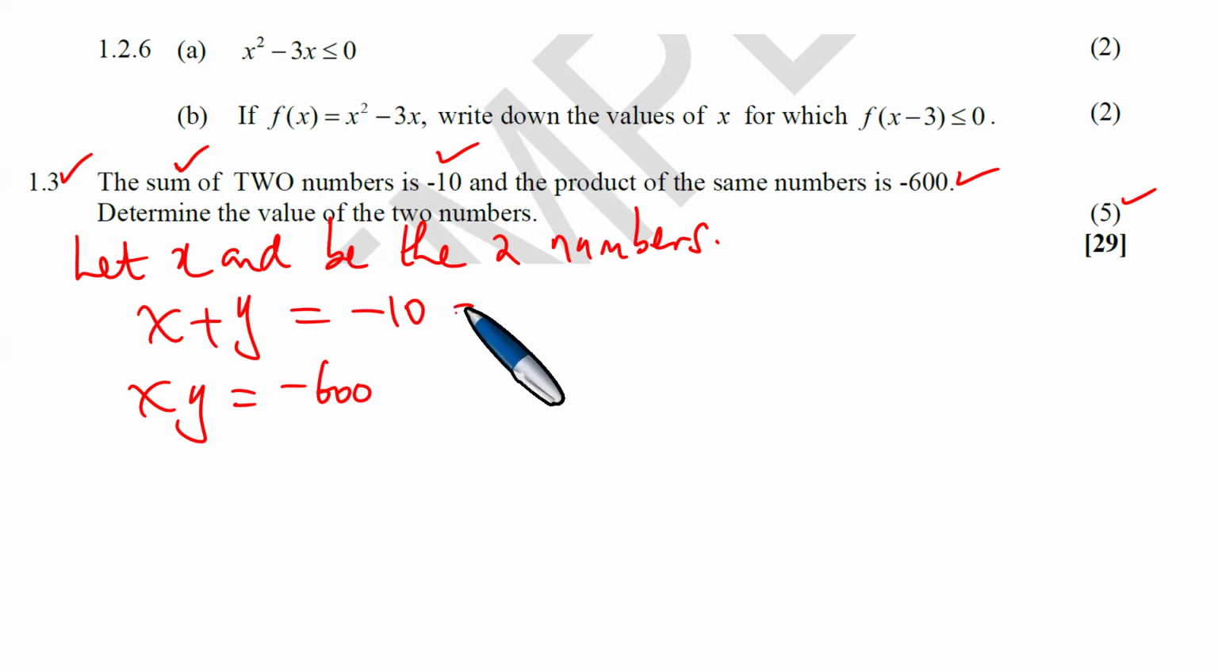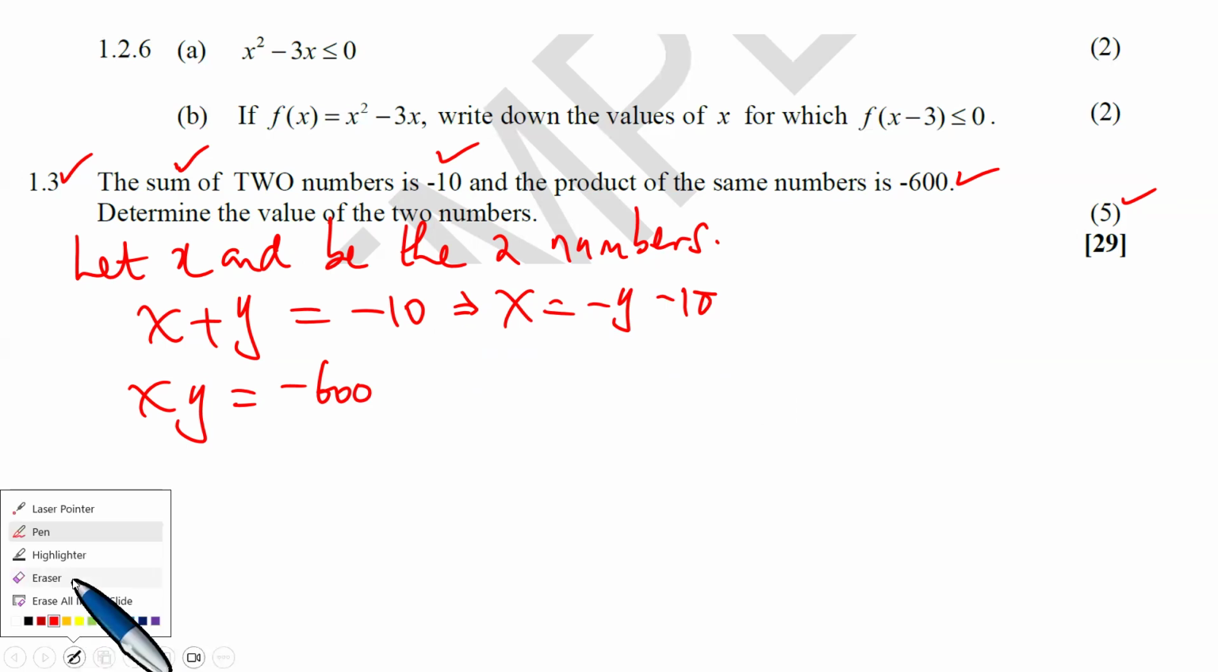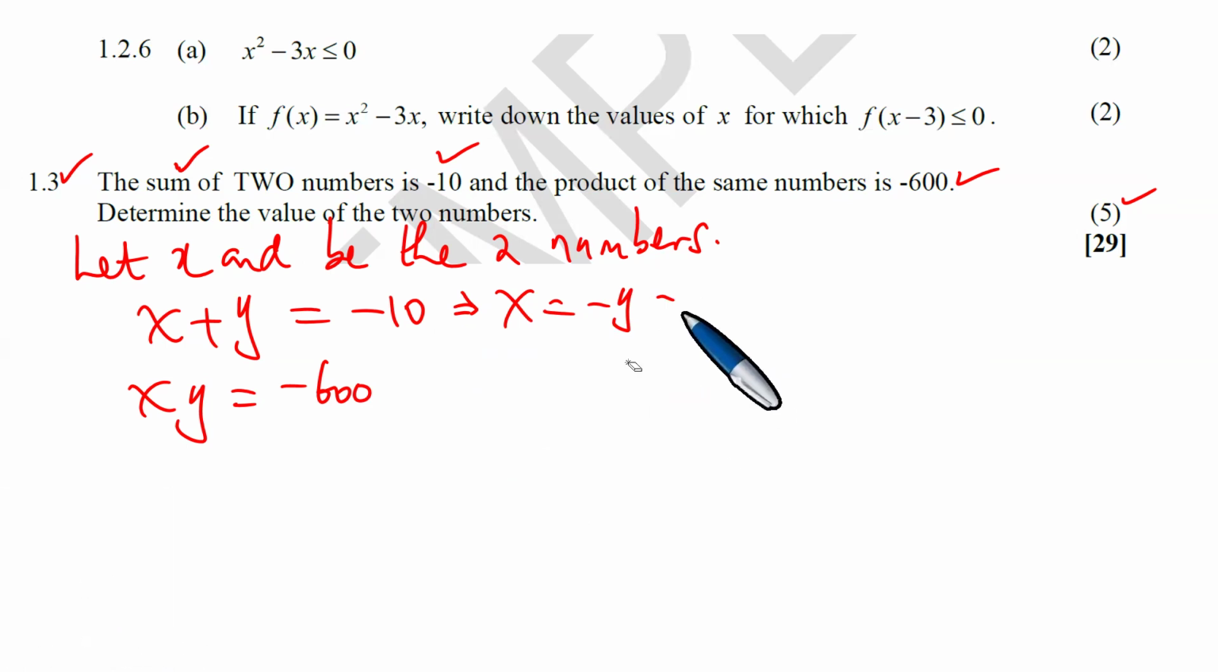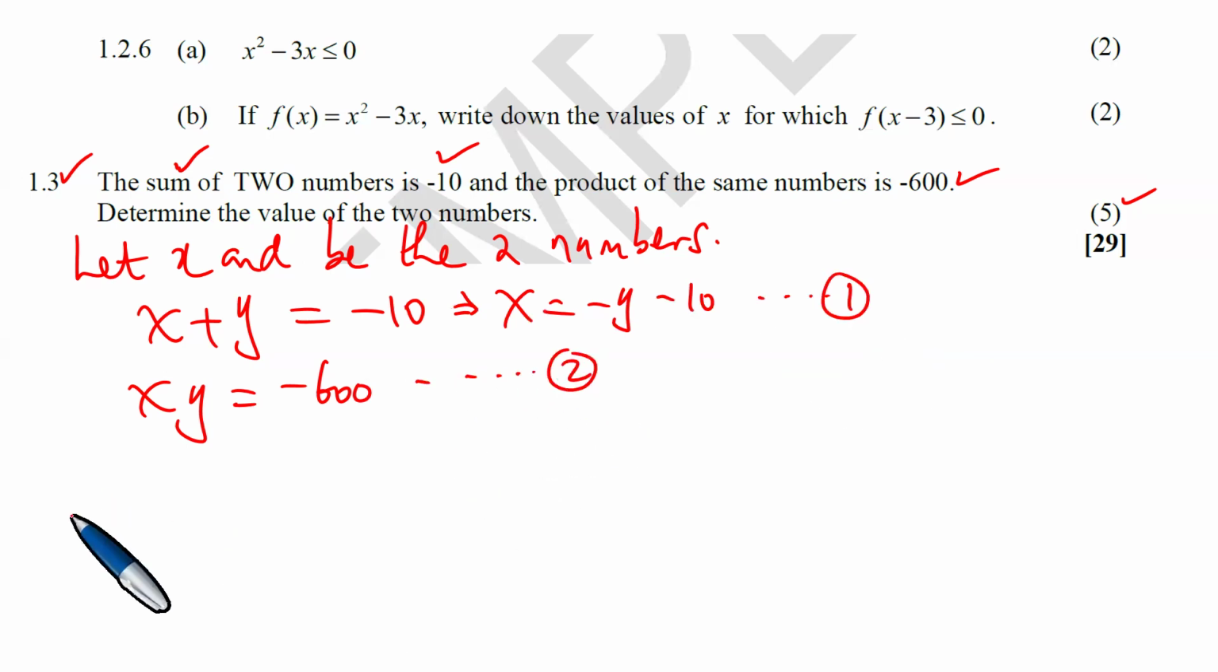Okay, now at this point, x equals minus y minus 10. You can have that one. By transposition, we can move y to the other side, making it negative. So it becomes minus 10, minus y minus 10. Call this one the first equation and call this one the second equation.